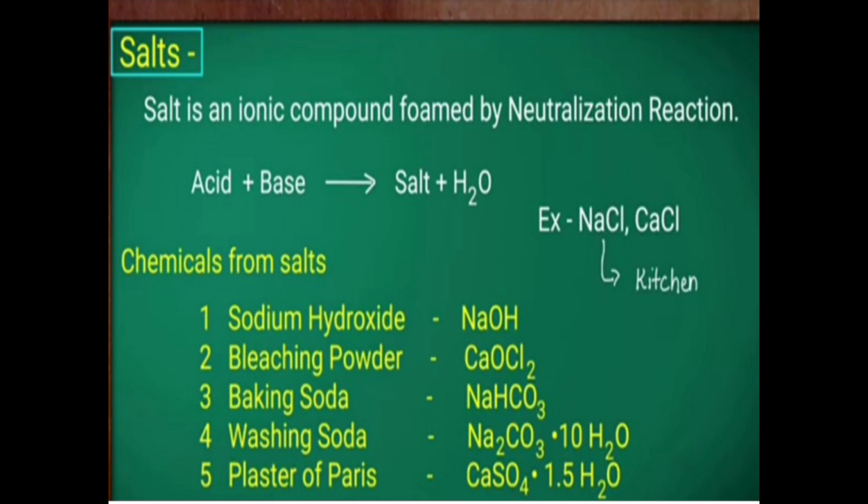Now we will study the chemicals that are formed from salt. Sodium hydroxide, NaOH, can be formed from salt, meaning using NaCl we can form these chemicals. Bleaching powder, CaOCl2. Baking soda, NaHCO3. Washing soda, Na2CO3.10H2O. Plaster of Paris, CaSO4.1.5H2O, that is, half H2O. So let's study each of these in detail.